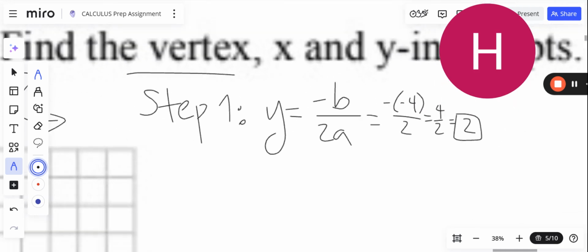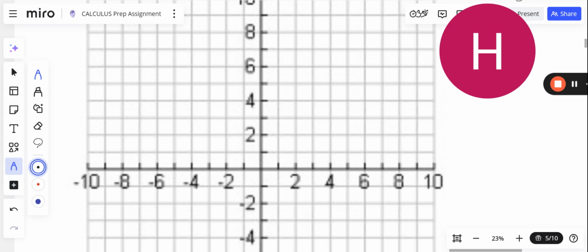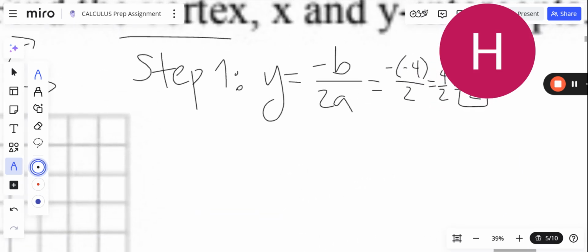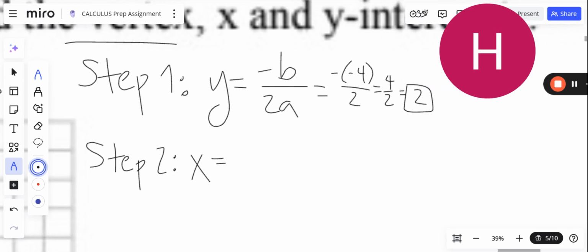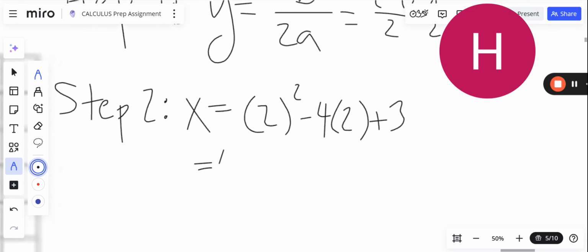Now that's the y value, okay? So be very careful about that. That's the y value. So that means that the axis of symmetry, the middle of the parabola, is somewhere on that line. Now step 2 is to find the vertex location. We have to find the x value. And so we're just going to plug this in. We have 2 squared minus 4 times 2 plus 3. So here we go, 4 minus 8 plus 3. That gives us negative 1, and that tells us the x location of the vertex.